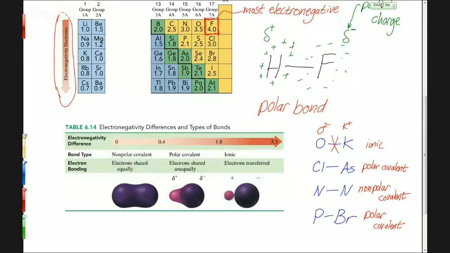Anybody know how we would test that? How could you test if something was ionic or covalent? What do you think? Have you thought about this? How can you tell if something is made of ions or not?